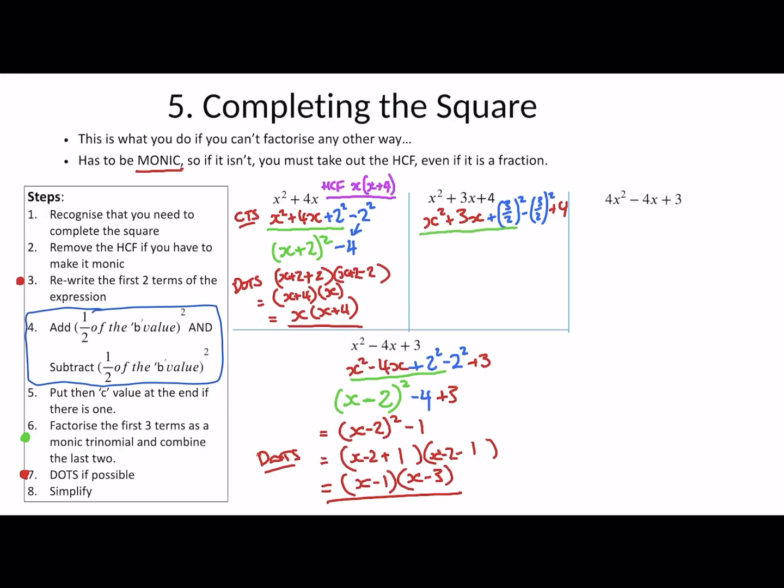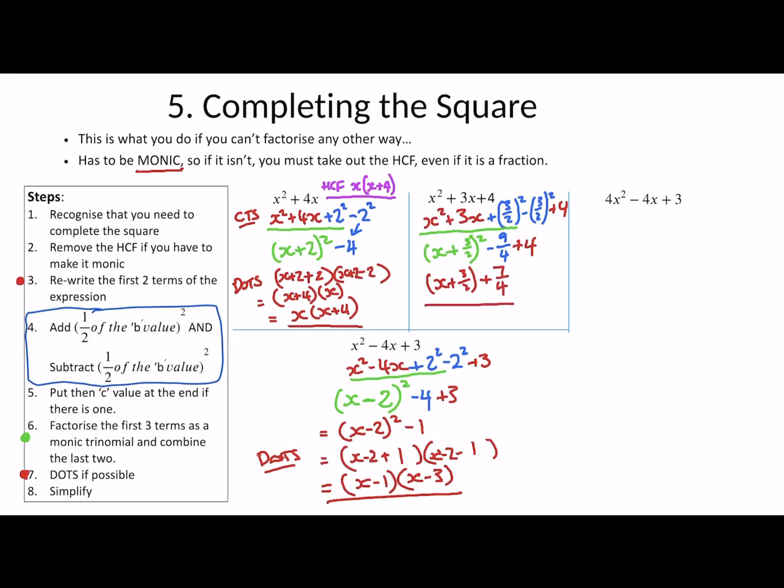Underline the first three terms. What do we get in the brackets? X. Now it's a positive 3, so it's a plus, and 3 over 2, close brackets, all squared. Now, minus 3 over 2 squared is 9 over 4. You see how I've evaluated that one outside the bracket? Plus 4. So we're left with brackets x plus 3 over 2, close, squared, plus negative 9 over 4 plus 4 is 7 over 4.